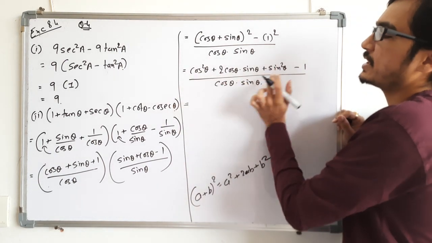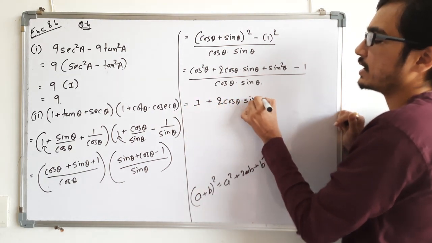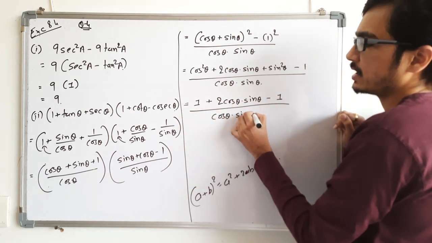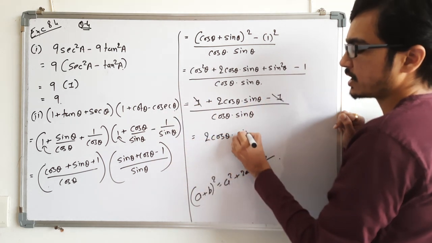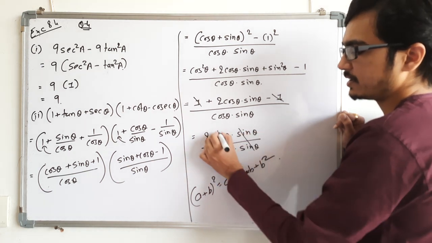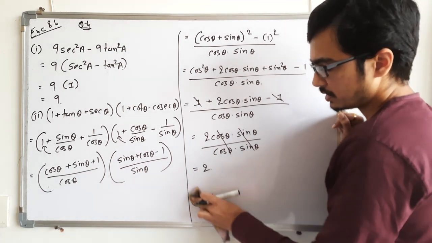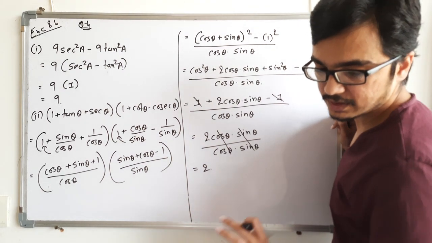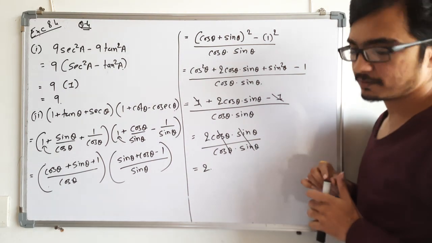Then cos square plus sin square will be 1, plus 2 cos theta into sin theta, minus 1, upon cos theta into sin theta. Plus 1 minus 1 is 0. So we have 2 cos theta into sin theta upon cos theta into sin theta. Sin cos get cancelled, then we have the answer 2. So the answer of this MCQ will be 2, which is option C. Okay, you can write down these 2 questions. Then we will proceed with another 2.